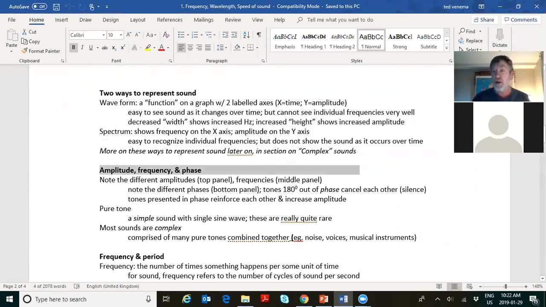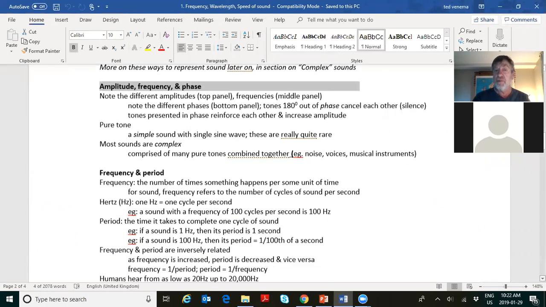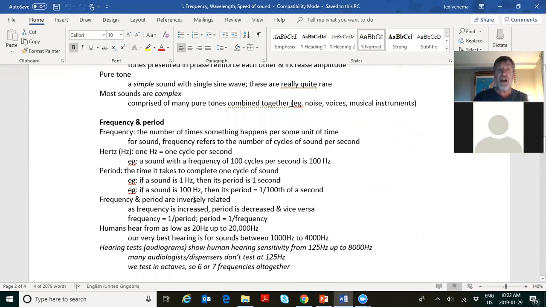Then we covered frequency and period. And we said period is the time it takes to complete one rarefaction and one condensation. In other words, one cycle. And we said the formulas to remember for that are period is 1 over frequency, frequency is 1 over period.